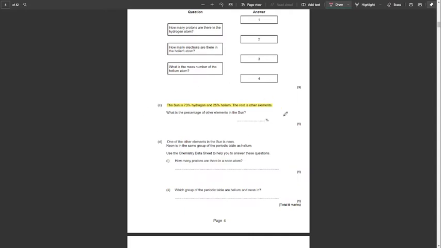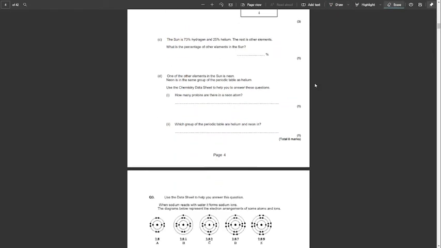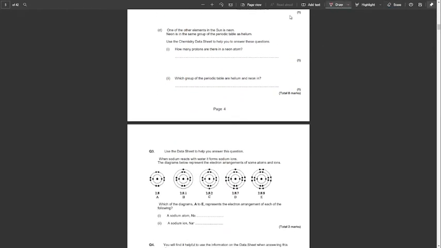The Sun is 73% hydrogen and 25% helium. The rest is other elements. What percentage of other elements in the Sun? So we've got it said the rest is other elements. That's a piece of information that it's given us. So if you do maths, you'll be able to calculate that very easily.